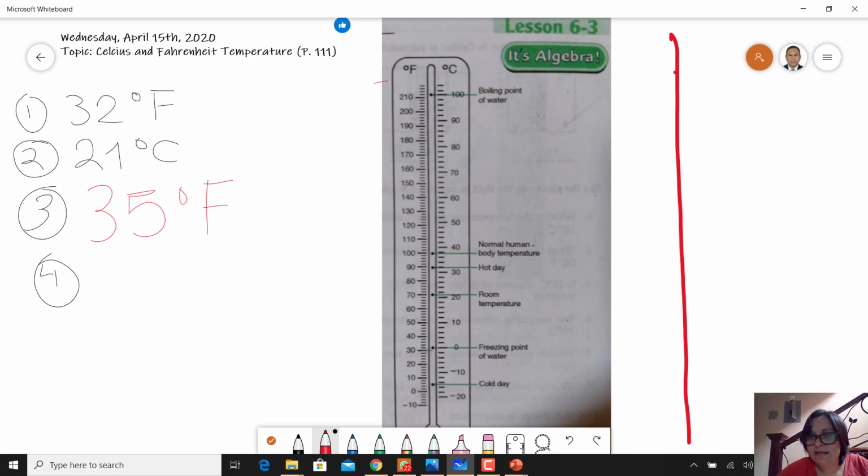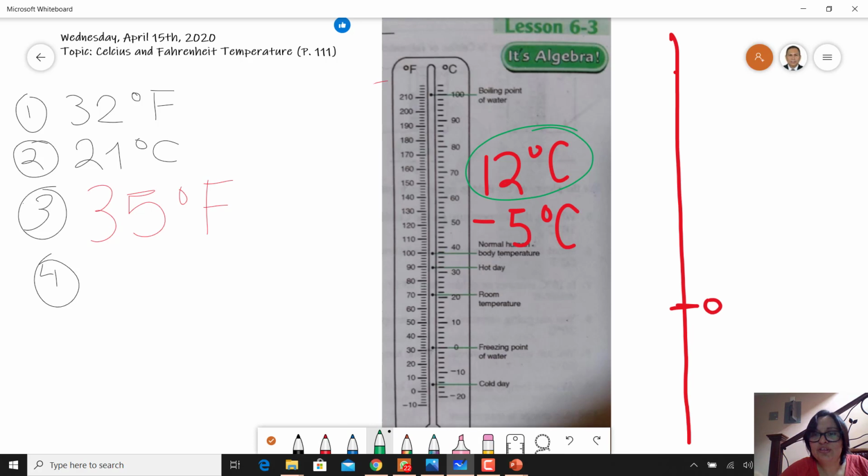And let's say that by here we are going to have 0. So it says 12 Celsius degrees and -5 Celsius degrees. 12 Celsius degrees is going to be in this part or in this part? In this part, right? And -5 Celsius degrees is going to be in this part because it says minus, it is under 0.